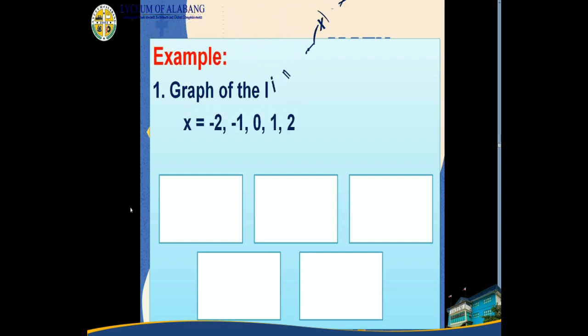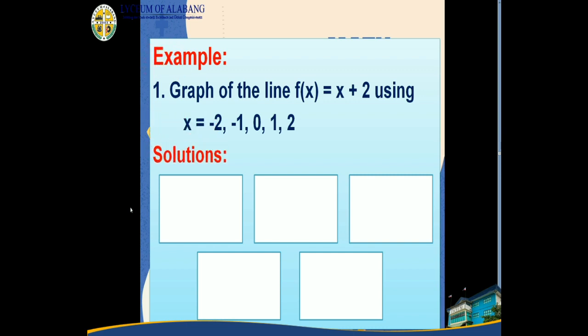Number 1. Graph the line f of x is equal to x plus 2, using x is equal to negative 2, negative 1, 0, 1, and 2. Solutions. Using the first value of x, which is negative 2, we have f of x is equal to x plus 2. F of negative 2 is equal to negative 2 plus 2. Therefore, f of negative 2 is equal to 0.